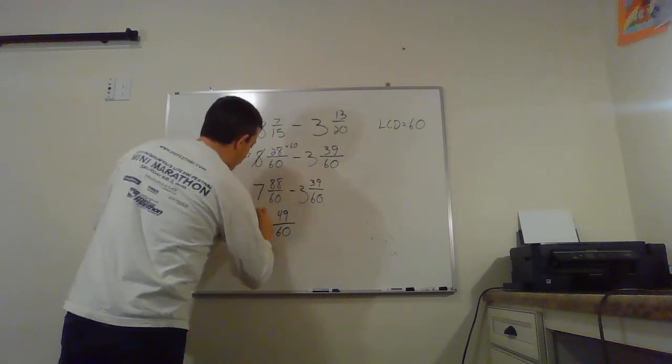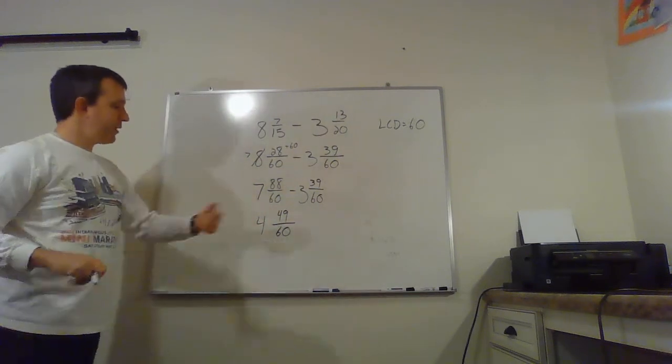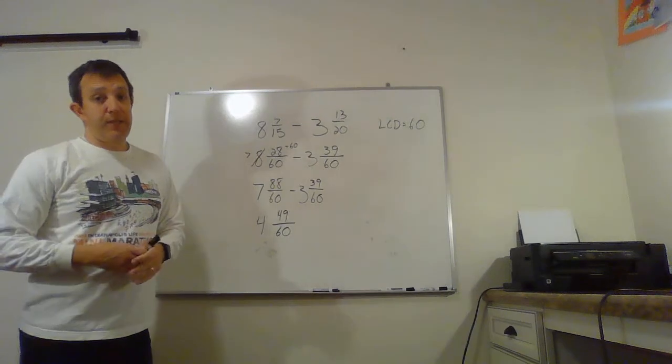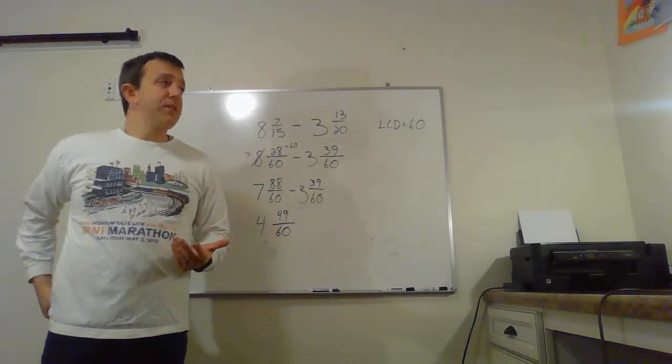7 minus 3 is 4. And now I look to see if I can reduce my fraction. I don't think I can, so it's done. So that's one option for dealing with these subtraction problems.